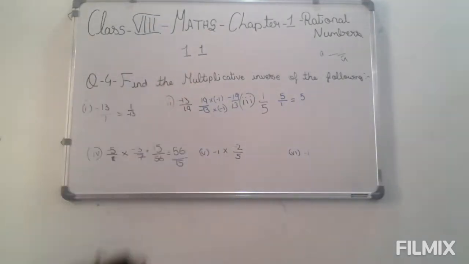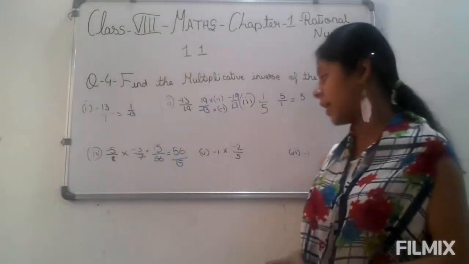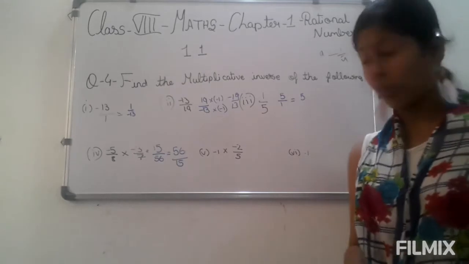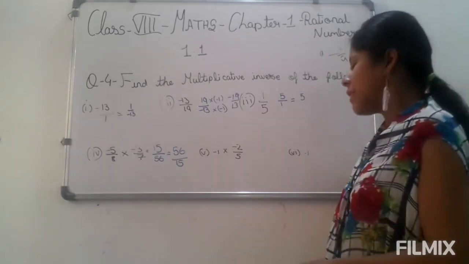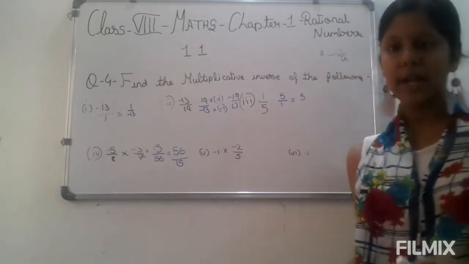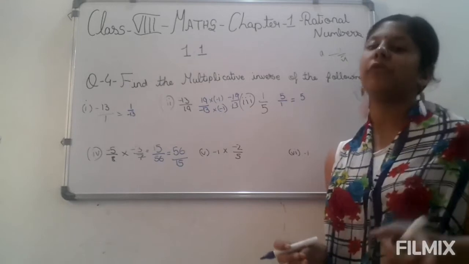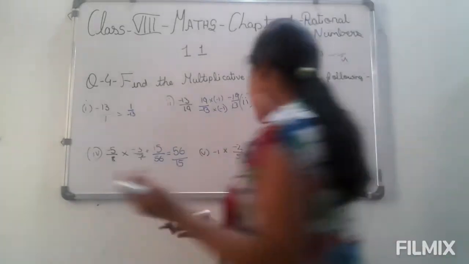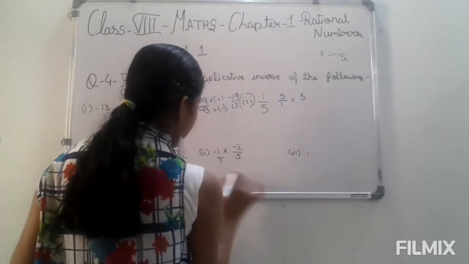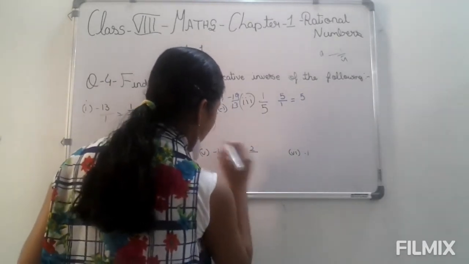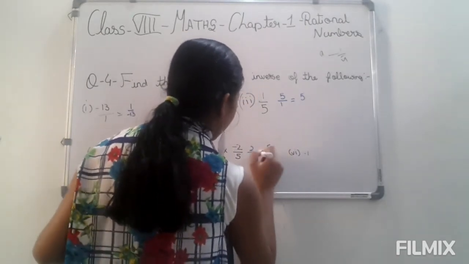The next is our fifth part. It says minus 1 multiplied by minus 2 upon 5. Again we have to find the product of them both, and then reciprocal it. So it will be minus 1, so it will be 2 upon 5. So the result will be 5 upon 2.